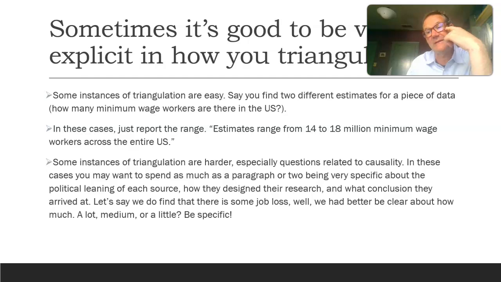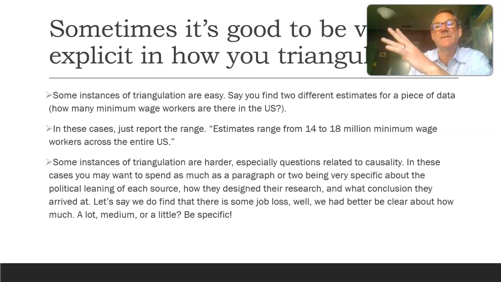But in these cases, it's pretty easy. Just report the range. We're like, well, there's somewhere between 14 and 18 million minimum wage workers across the entire U.S. Okay, sounds good. Which would be about 1 million in California would be my guess, because maybe a little bit more, because California is about, wait, no, it might be more. No, it's about right. Anyways, just doing a rough cut based on population.